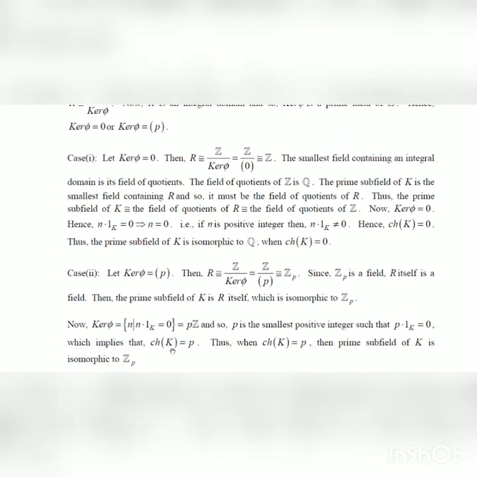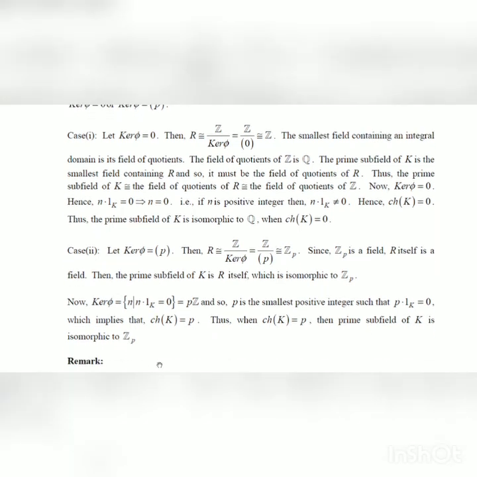What is the meaning of kernel phi is the ideal generated by P? We knew that kernel phi contains the collection of all those domain elements for which phi of n is equal to 0. And you are saying this is the ideal generated by P, that is Pz. Both are one and the same. That means P is the integer which gives you P into 1 equal to 0. So P is the smallest positive integer such that P into 1 equal to 0, which implies that the characteristic of K is P. So when the characteristic of K is P, the prime subfield of K is isomorphic to ZP, and this completes the proof of this theorem.